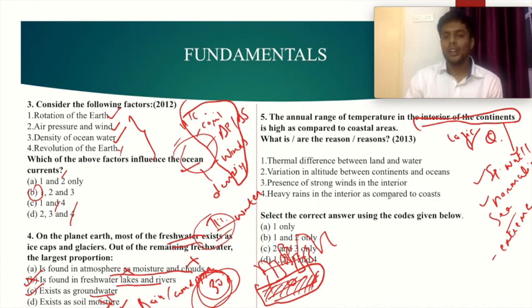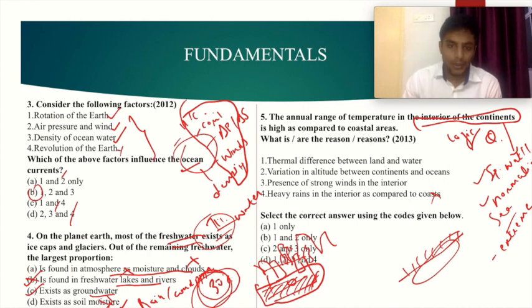Heavy rains in the interior as compared to the coast. You cannot say that. So this one is wrong, because if you consider the equatorial region, there is heavy rain every day. So this cannot be the answer. So the fourth is gone. I am sorry about this, but the D option is already gone.